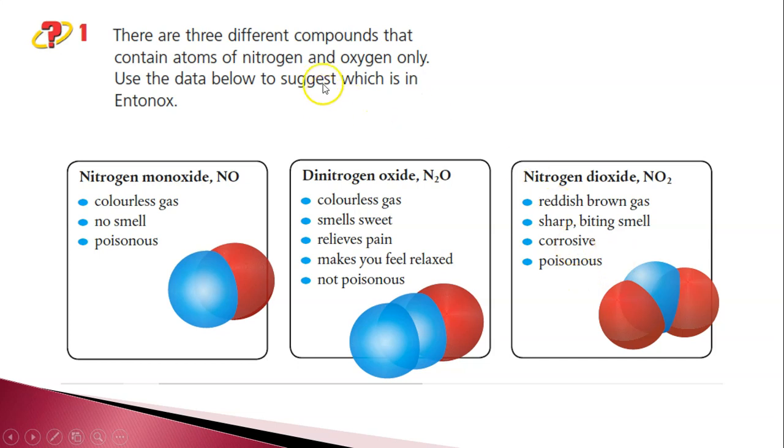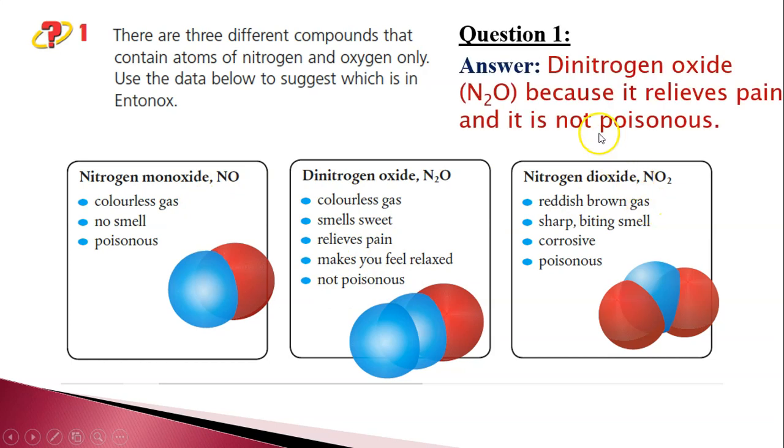Okay. Here the question is, use the data below to suggest which is Entonox. Can you tell me the answer? Of course it is dinitrogen oxide, because it acts as a painkiller. Also it is not poisonous. The other two are poisonous. So the answer is dinitrogen oxide.